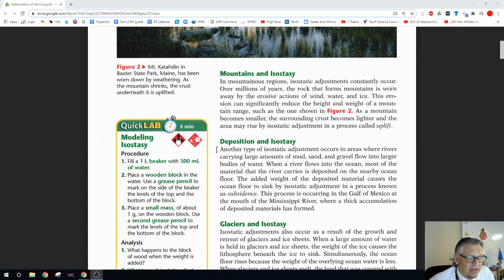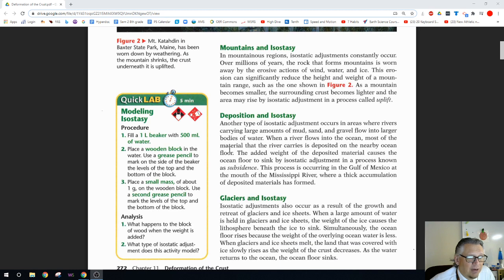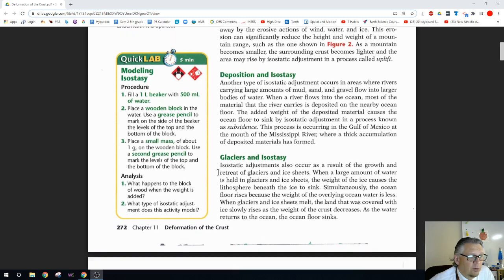Deposition and isostasy. Another type of isostatic adjustment occurs in areas where rivers carrying large amounts of mud, sand, and gravel flow into larger bodies of water. When a river flows into the ocean, most of the material that the river carries is deposited on the nearby ocean floor. The added weight of the deposited material causes the ocean floor to sink by isostatic adjustment in a process known as subsidence. This process is occurring in the Gulf of Mexico at the mouth of the Mississippi River, where a thick accumulation of deposited material has formed.